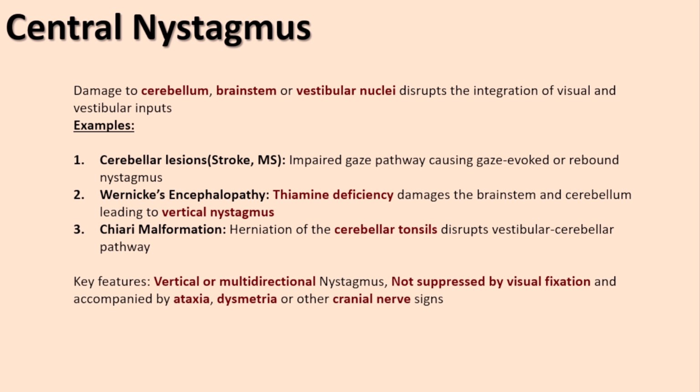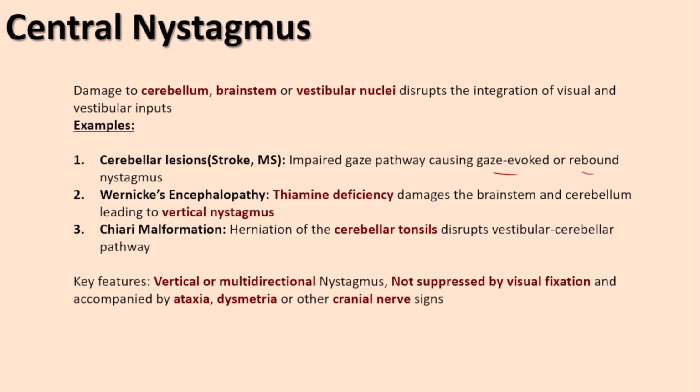And this is when we have damage to the cerebellum, brainstem, or vestibular nucleus. And this is going to disrupt the integration between visual pathway and vestibular pathway. There are several examples that we can bring for the central causes of nystagmus. For example, we can have cerebellar lesions, damage to the cerebellum by the stroke or even multiple sclerosis, and this is going to impair the gaze pathway and it causes the gaze-evoked or rebound nystagmus.